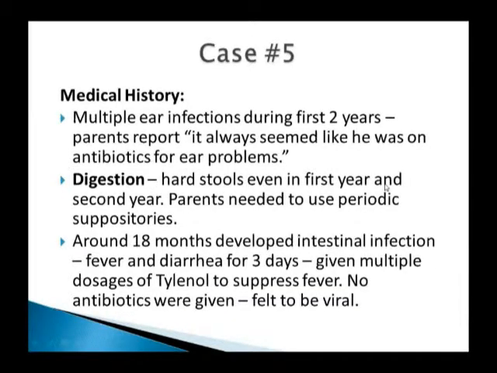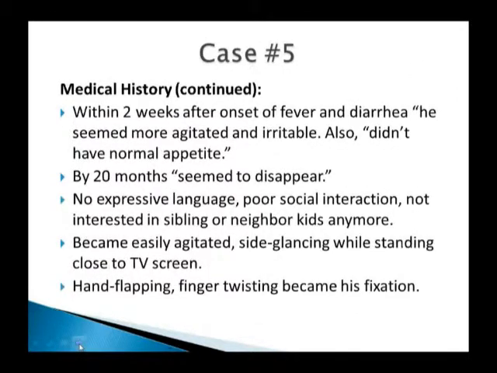Medical history: multiple ear infections for the first 2 years. Parents reported the child always seemed like he was on some kind of antibiotic for ear problems. Gut issues tended to be more constipation than anything; periodically they'd have to use suppositories. At about 18 months, he developed an intestinal infection and got a fever for about 3 days. They used some Tylenol to help him feel better, and they didn't give any antibiotics because the pediatrician felt it was due to a virus.